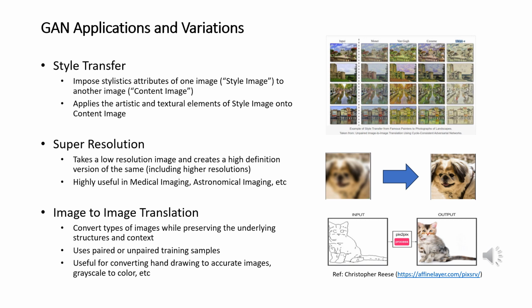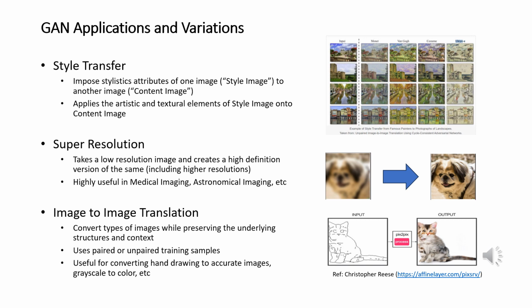GANs have various applications and variations. One of them is style transfer, which imposes stylistic attributes of one image, called the style image, onto another image, called the content image. This model applies the artistic and textural elements of the style image onto the content image.